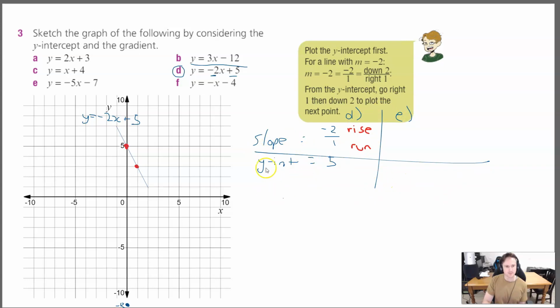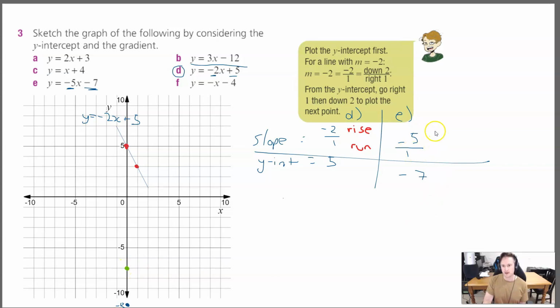Just like that. So for E, the slope is going to be -5 because that's the coefficient of x. And remember, we're just going to do -5 on 1. And the y-intercept is here, -7. So that's the slope and the y-intercept. This one's a bit trickier. So let's grab a different color, grab green. The y-intercept goes first and it's -7. So we're going to go all the way down here, -5, -6, -7.